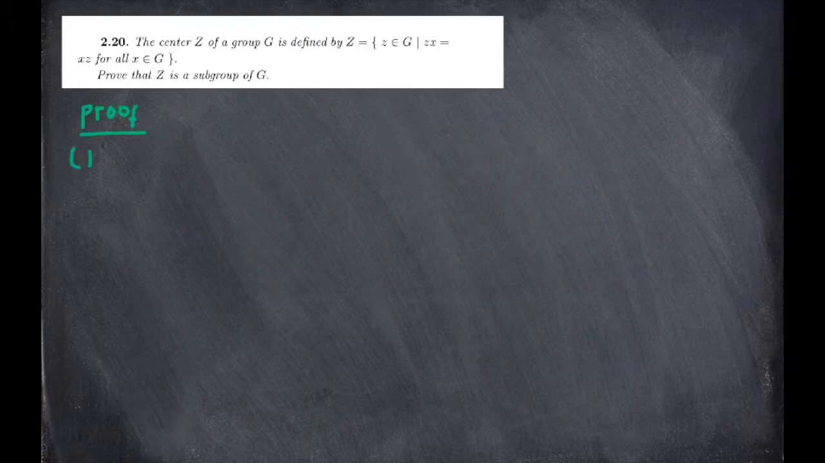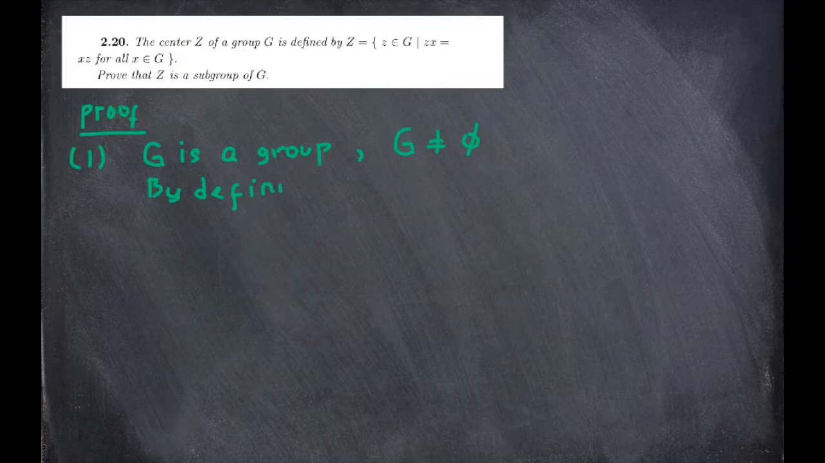The first thing we need to prove is that the center Z is a non-empty set. So we have G is a group and G is a non-empty set. So by the definition, since the center contains the element of G, that's why Z is a non-empty set. Okay.